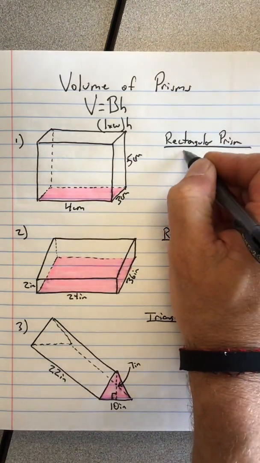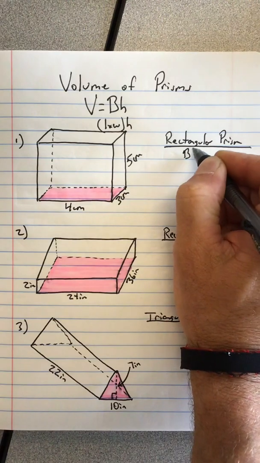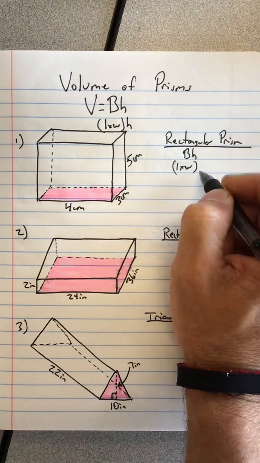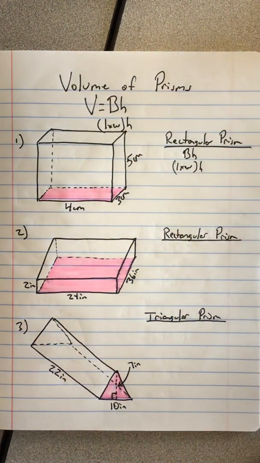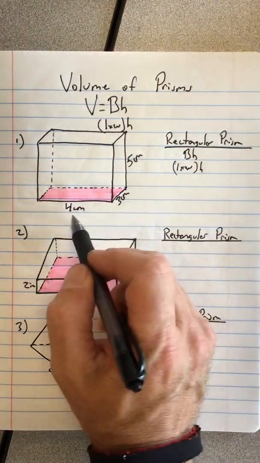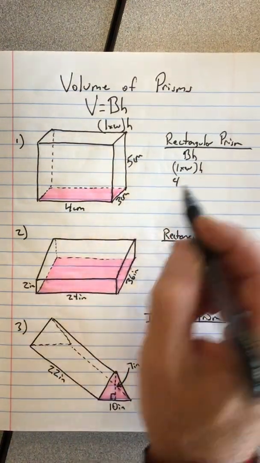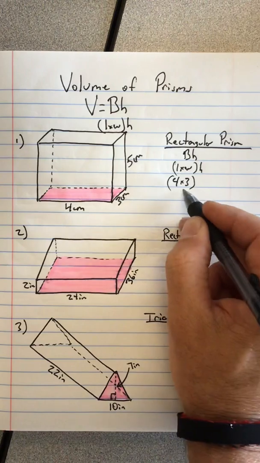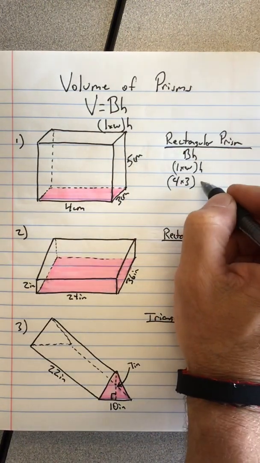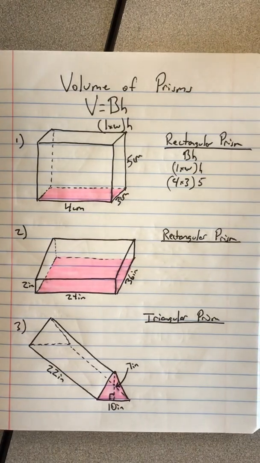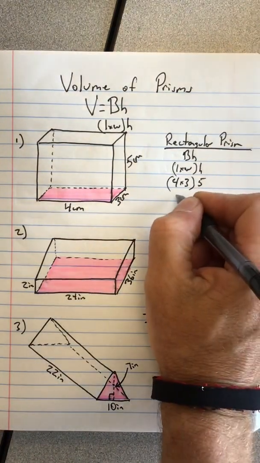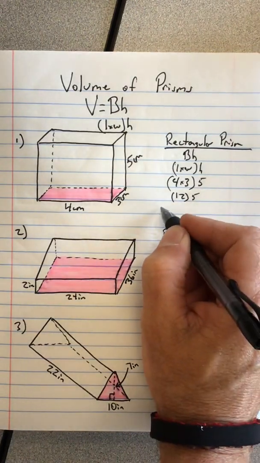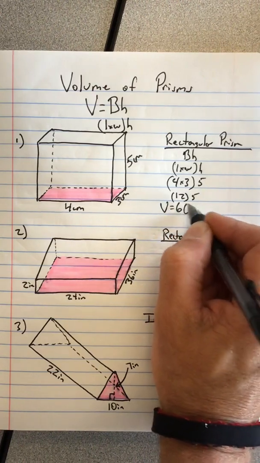So if we do base times height, the big B times H, the big B stands for length times width, and we're going to multiply that by the height of the object, okay? So length times width, for this one, we're going to use 4 as the length of the base and 3 as the width of the base. And then we're going to multiply that times the height of the 3D object, which is 5, okay? So you would do what's in parentheses first, 4 times 3, which is 12, and then multiply that by 5. So our volume is 12 times 5, which is 60.